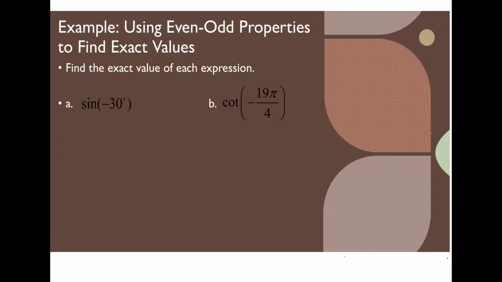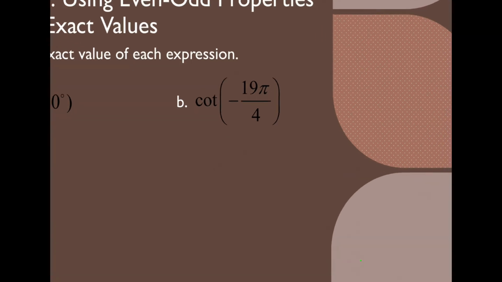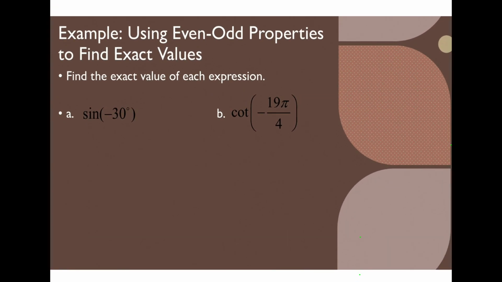Let's put these into practice and get a grasp on what it is we're talking about here. So we're starting out with the sine of negative 30 degrees. We know that the sine of positive 30 degrees is 1/2. So sine being an odd function, we know that the sine of negative 30 degrees is going to be the opposite of that. It's going to be negative 1/2. Let's take a look as to why.